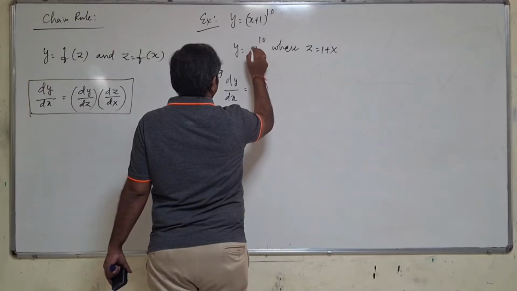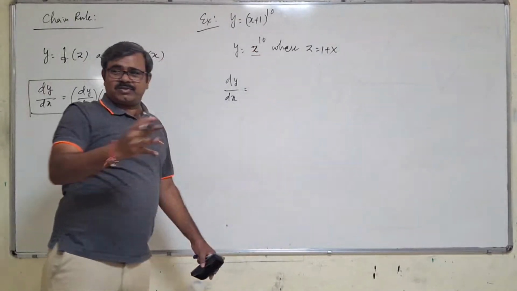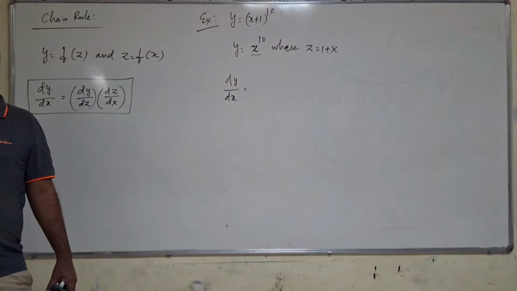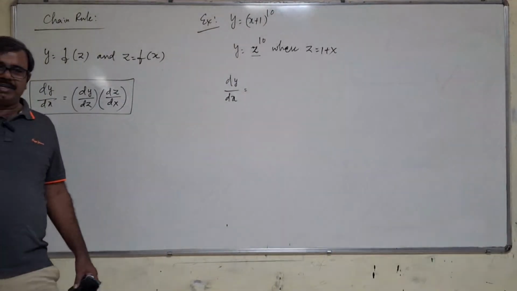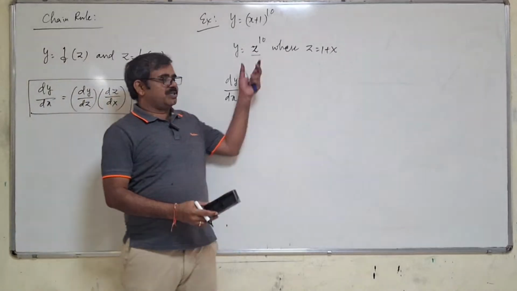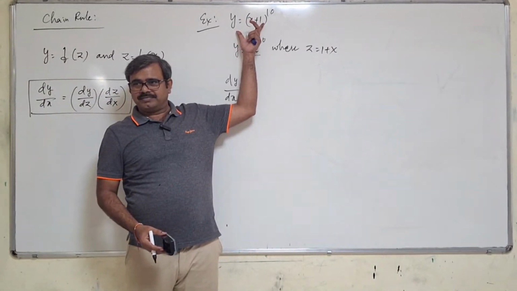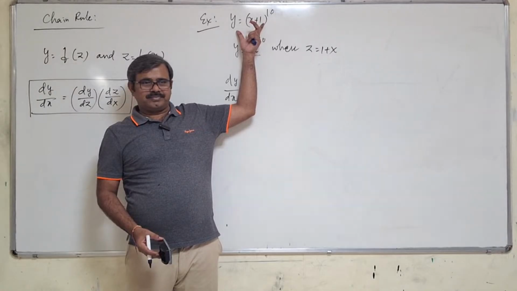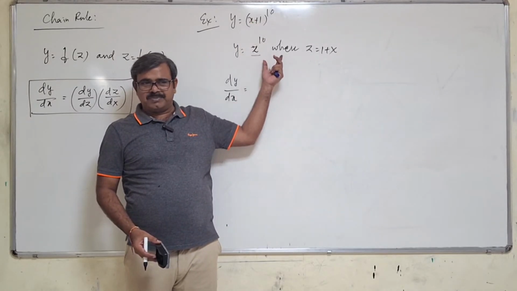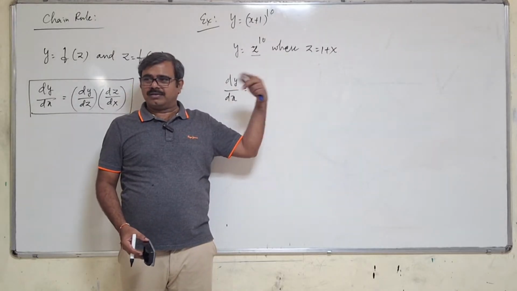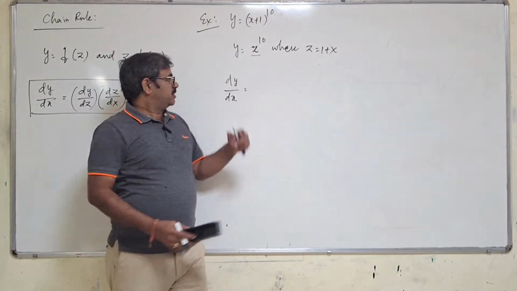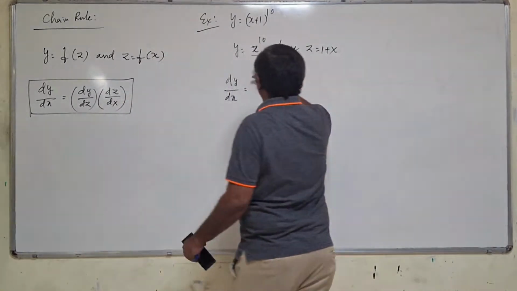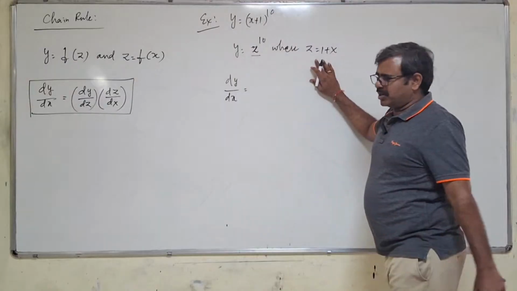So, z is a name given by us. It's not there in the original problem. For our convenience, we are introducing one more variable which is not there in the question. You understand what I'm saying? This z is present here because we put it there. It is there for our convenience. So y is equal to z power 10, where z is equal to 1 plus x.